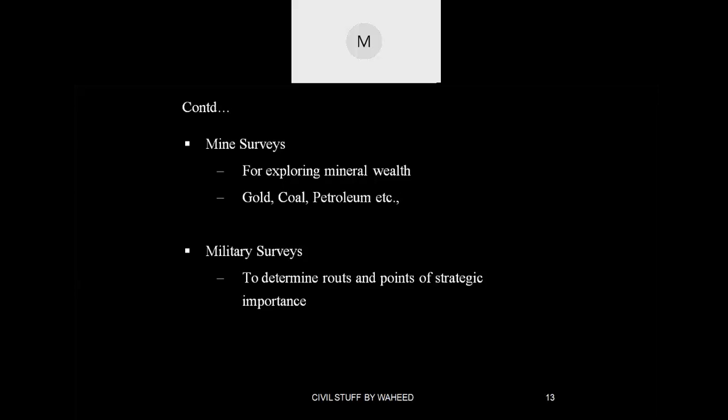Military surveys means you are establishing new points. Suppose, what type of game is it? The treasure hunt game. Treasure hunt game, if you remember, how they will be doing, they will be giving some points.